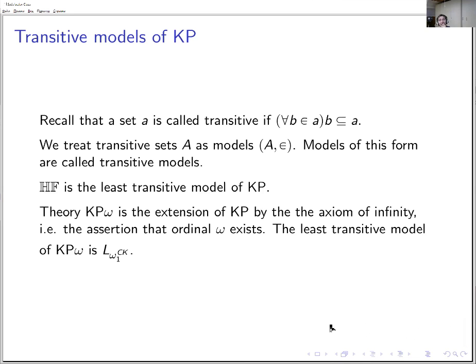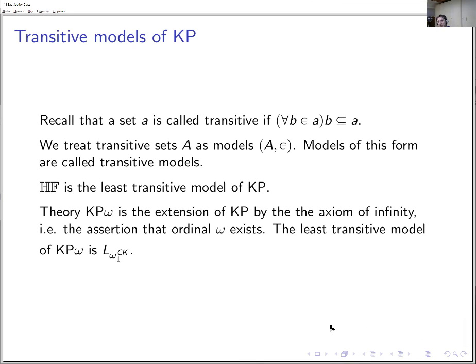This is not a very difficult proof, but I need to do some work to show that L omega 1 Church-Kleene actually is a model of KP omega. The hard part is to show that it satisfies the axiom of collection, because all the other axioms are satisfied on all L lambda, where lambda is a limit ordinal. However, collection is not that easy. Here we somehow need to connect the axiom of collection with the notion of the first non-recursive ordinal.